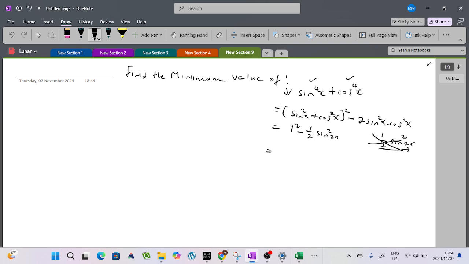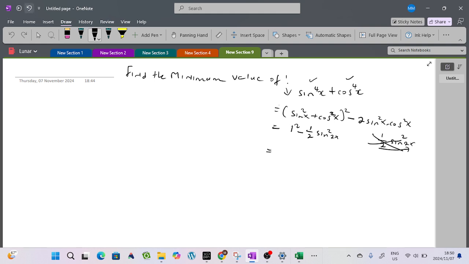So now we want to find the minimum of this thing, and we are subtracting something. If you are subtracting something and you want to find the minimum, you need to make sure that the thing you're subtracting is large. If I have 10 and I want to find the lowest possible value, I must subtract something which is very large.